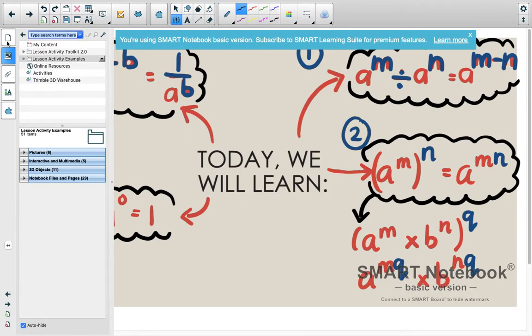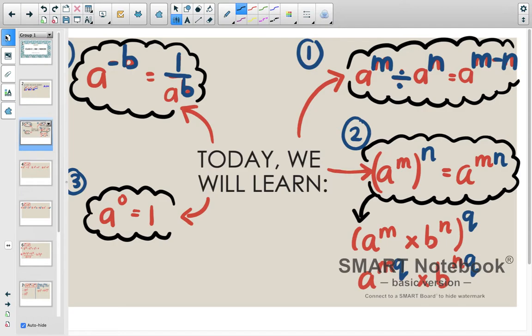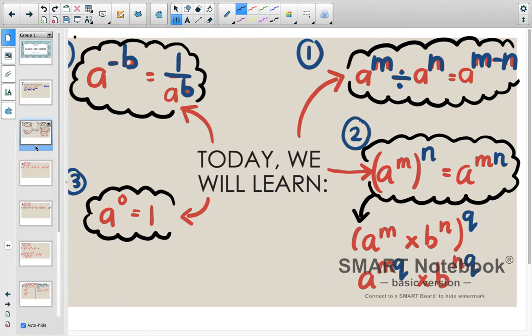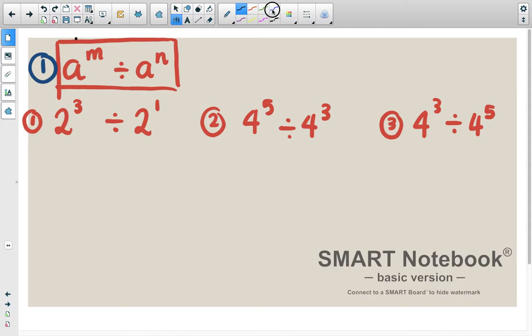Okay, so next kita nak tengok new things that we're going to learn today. So these are the 4 rules that we are going to look at today. You might want to screenshot. Okay, so the first one is, this rule states that if kita ada base yang sama, base yang sama A dan A, if dibahagikan maksudnya power dia akan jadi tolak, A^(M-N). Okay, so tak perlu cakap panjang, let's get started.